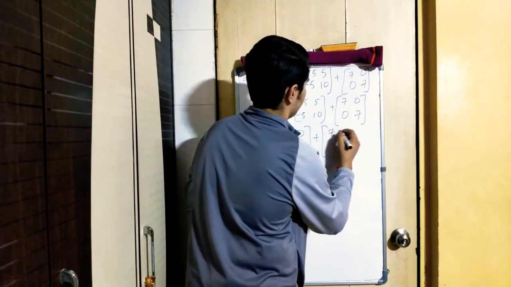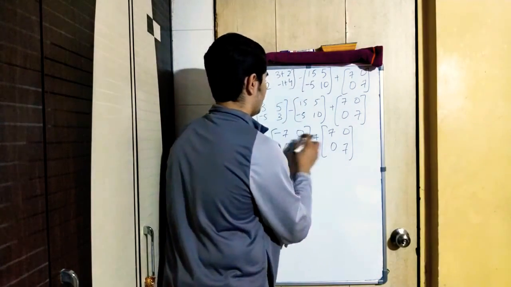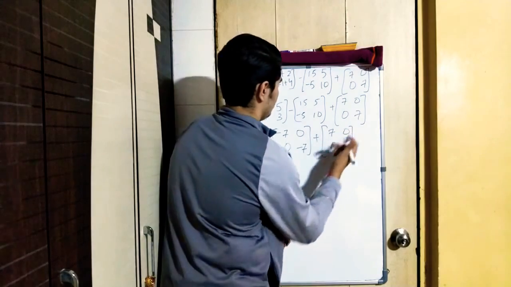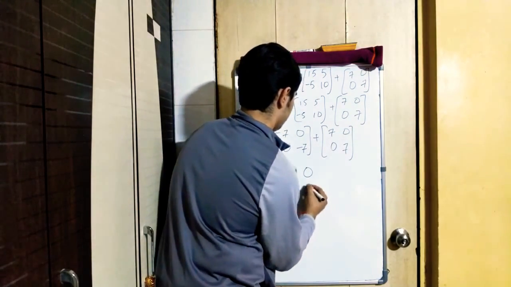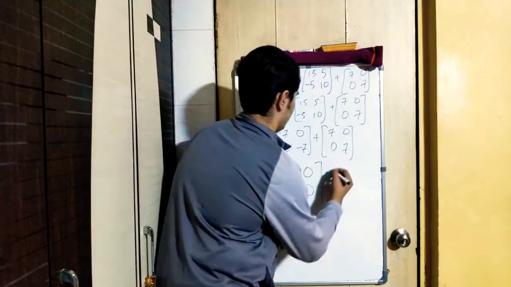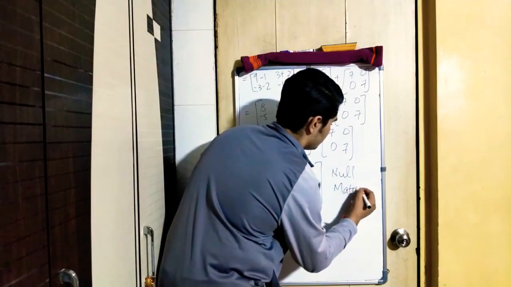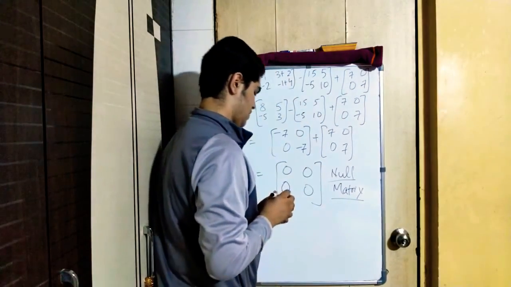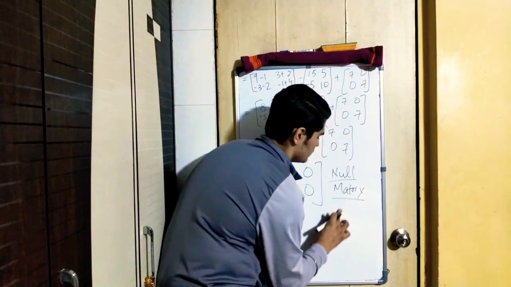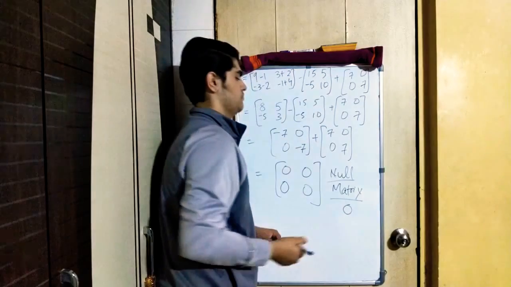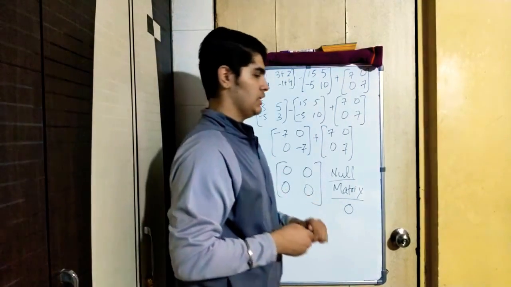plus 7007 is equal to minus 7 plus 7 is 0, 0 plus 0 is 0, 0 plus 0 is 0, and minus 7 plus 7 is 0. So here you get a null matrix. As an answer, you can even write the whole matrix as just 0. It's okay to write it. You can copy it down.